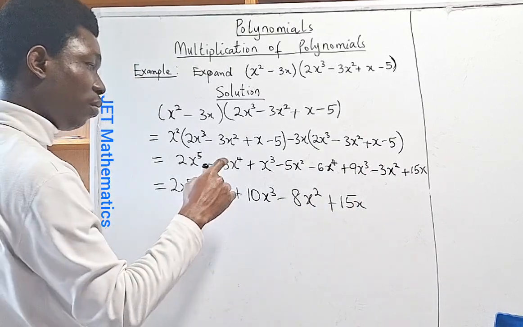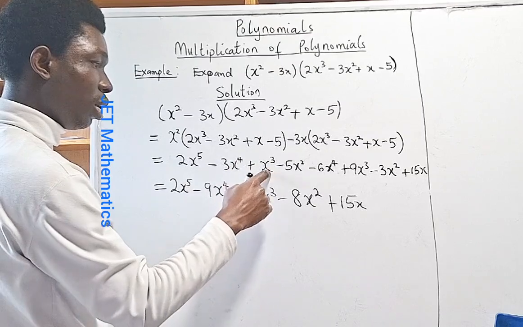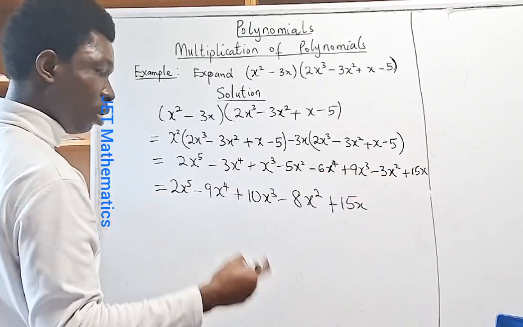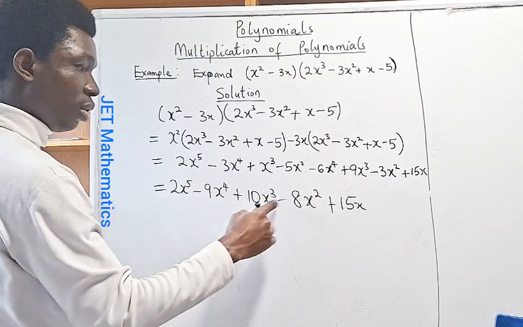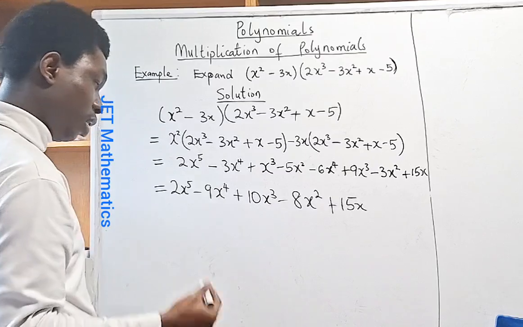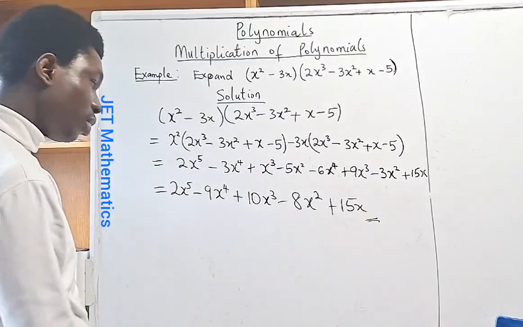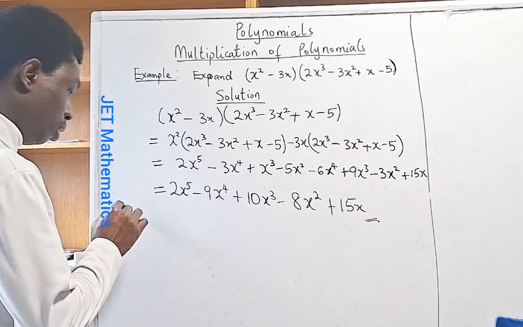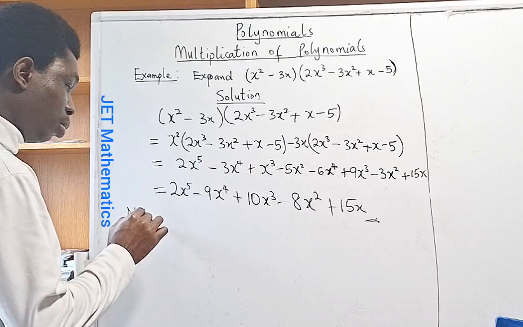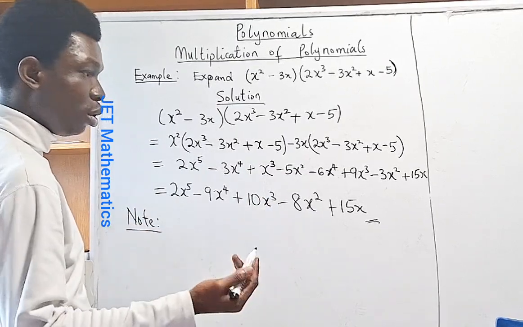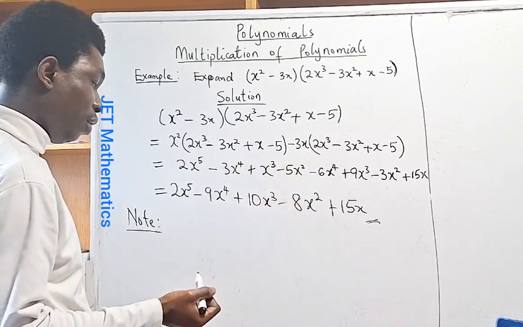So let's see, we have 1, 2, 3, 4, 5, 6, 7, 8. And then we have 1, 2, 3, 4, 5. Okay, so that's correct. So this is our final answer. Okay, so it's quite simple how you multiply polynomials. It's simple and straightforward.